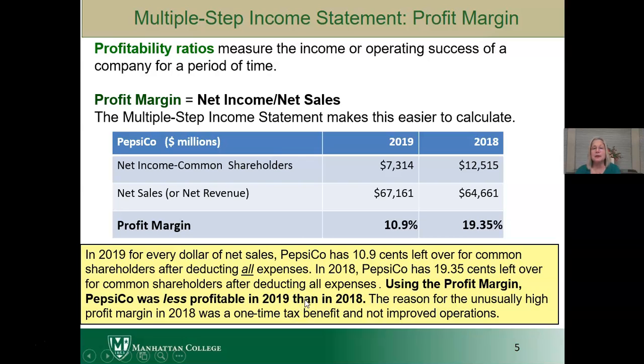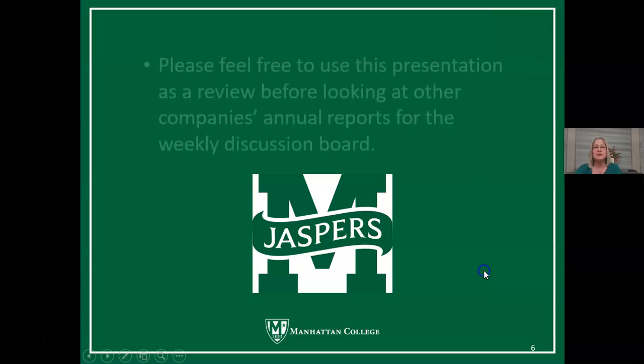However, there was a really unusual reason why profit was high in 2018. There was a one-time tax benefit in 2018 due to the Tax Cuts and Jobs Act, and this wasn't due to improved operation. So it's kind of a fluke that the profit margin was higher. It was due to a one-time tax benefit rather than improvement in operations.